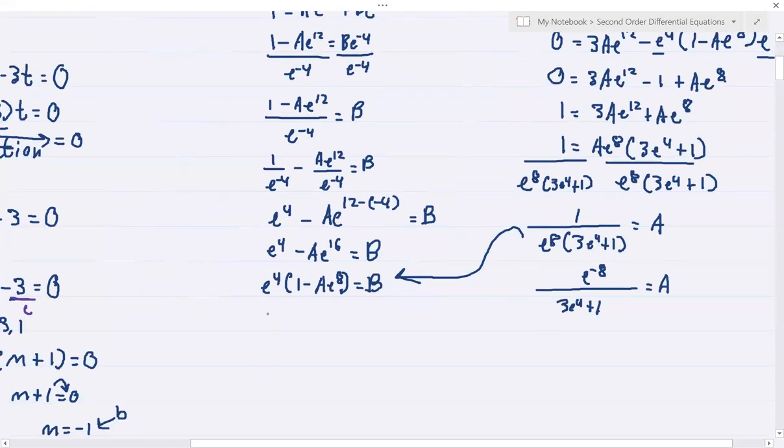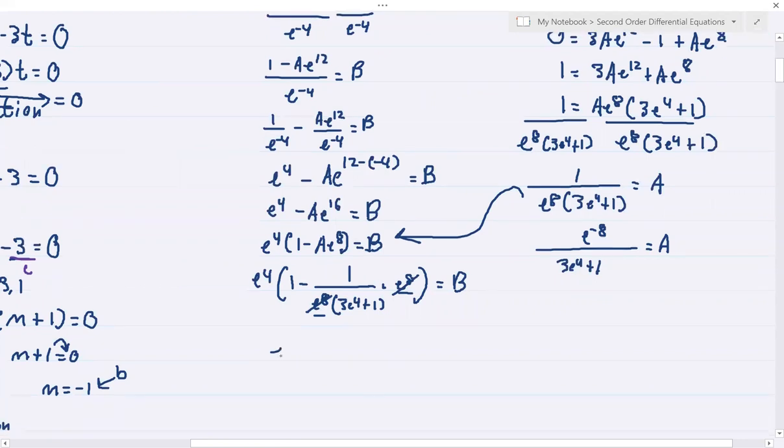So in here, we will have e raised to 4 times quantity 1 minus your a, which is 1 all over e raised to 8 times quantity 3e raised to 4 plus 1, all right, times e raised to 8 is equal to b. Since you have e raised to 8 on the denominator and on the right side of the fraction, we can cancel this out. So we will have e raised to 4 times quantity 1 minus 1 all over 3e raised to 4 plus 1.